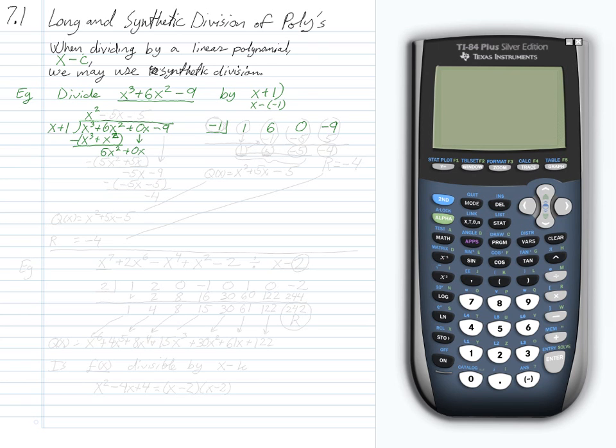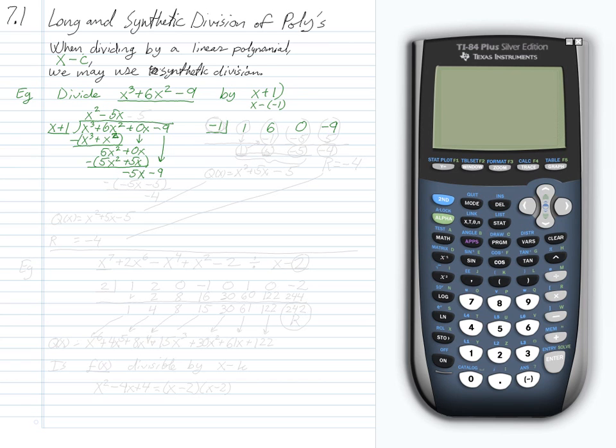I'll compare again, 5x squared to x, I need a 5x. And I'll multiply my divisor by 5x. And subtract. So my 5x squareds cancel, and I have 0 minus 5x. And I'll bring down the negative 9.